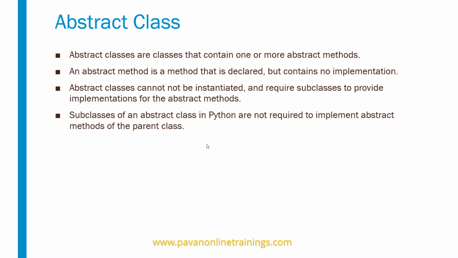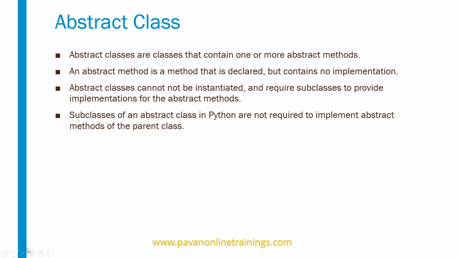So in this video, we are going to learn about abstraction in Python. So let us start with what is an abstract class. Abstract classes are the classes that contain one or more abstract methods.